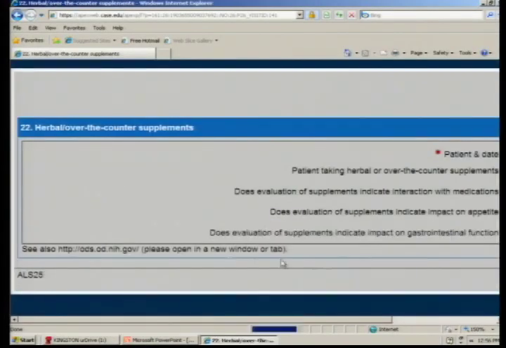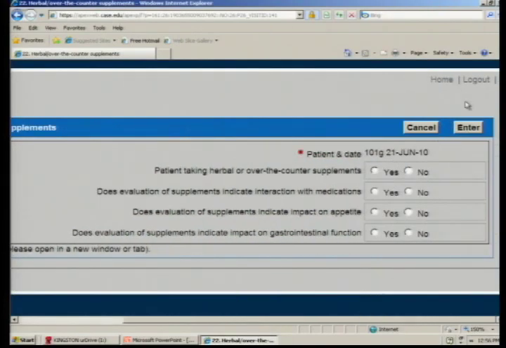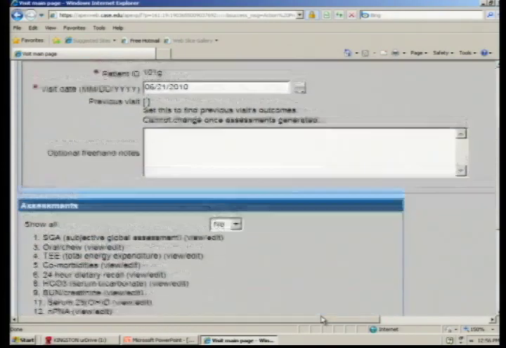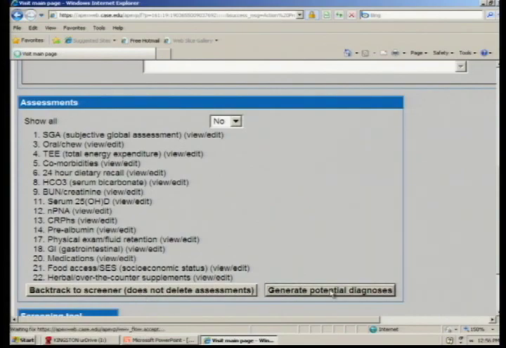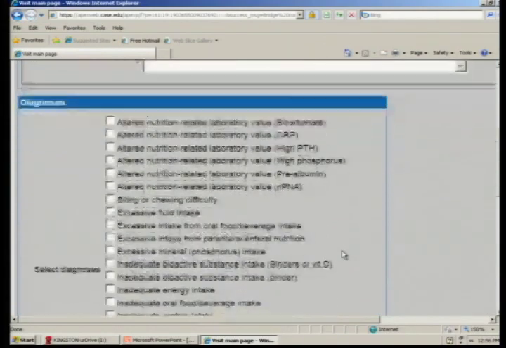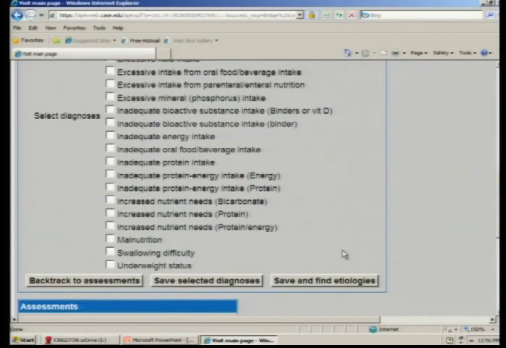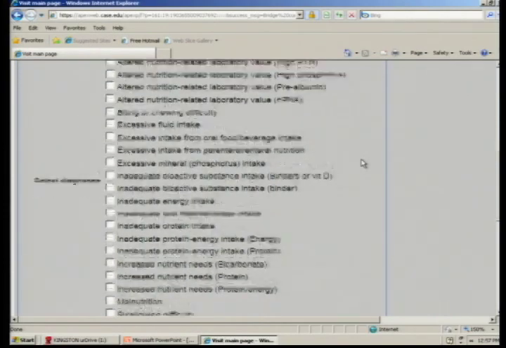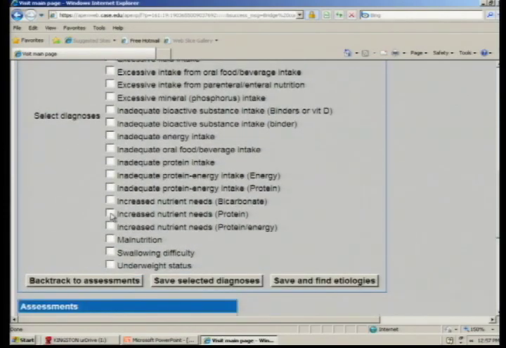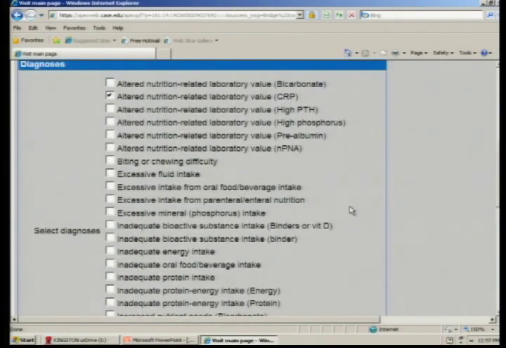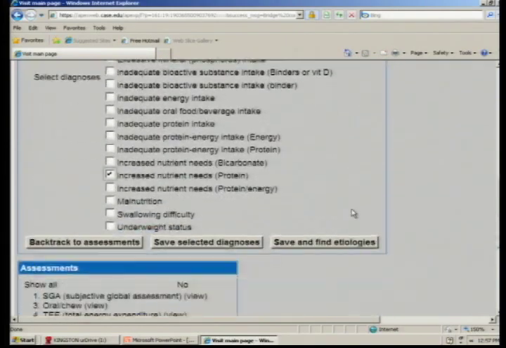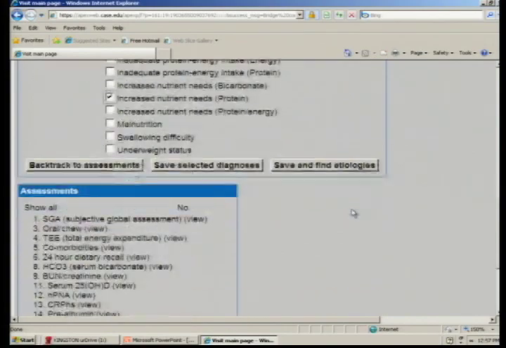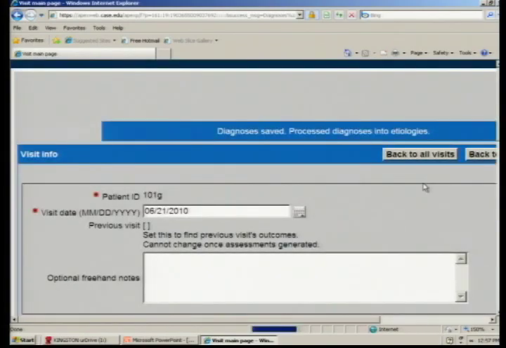So you can come out, oops, I think I actually needed to put enter there so we can move on to diagnoses. Once you enter, and I might have entered crazy information, we'll see what diagnoses are generated here. Yeah, quite a bit. I was a little crazed. So you can just click. Let's say this person has inflammation, and maybe they have increased nutrient needs, protein. Those are the only two I'm going to select out of this big potential pile, because I'm using my clinical judgment. So I'm going to save and find the etiologies.